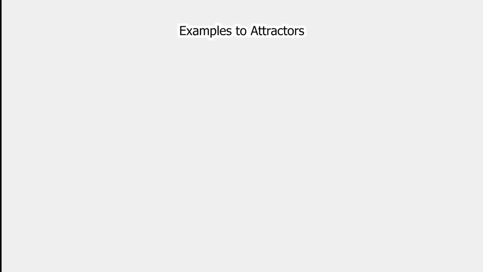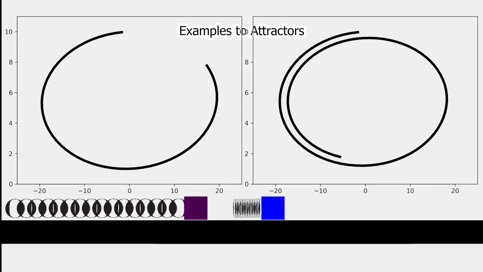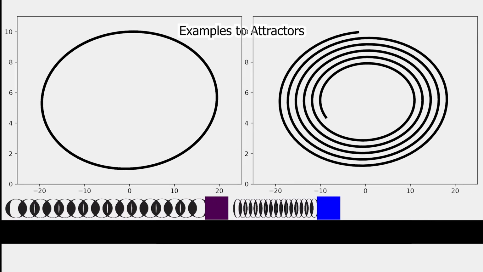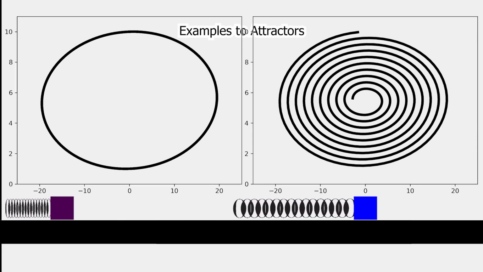For general relativity, a black hole's curved spacetime creates an energy gradient, and the position of a planet in this spacetime determines its energy level. By plotting position and energy in phase space, one can observe the planet being drawn toward the black hole. For classical mechanics, consider a periodic oscillation of a spring. If potential energy and the mass's x position define the phase space, a frictionless spring shows periodic motion around an attractor.